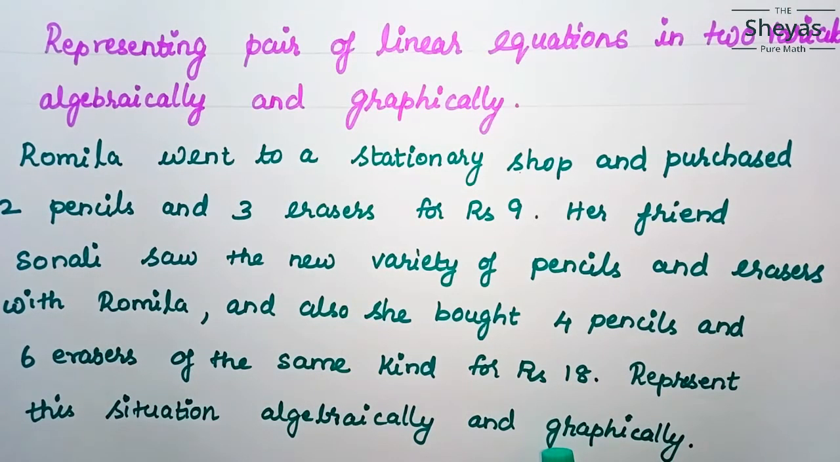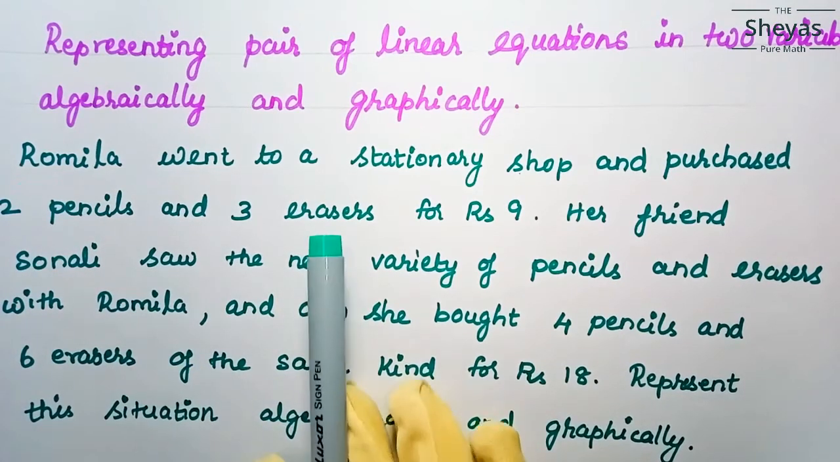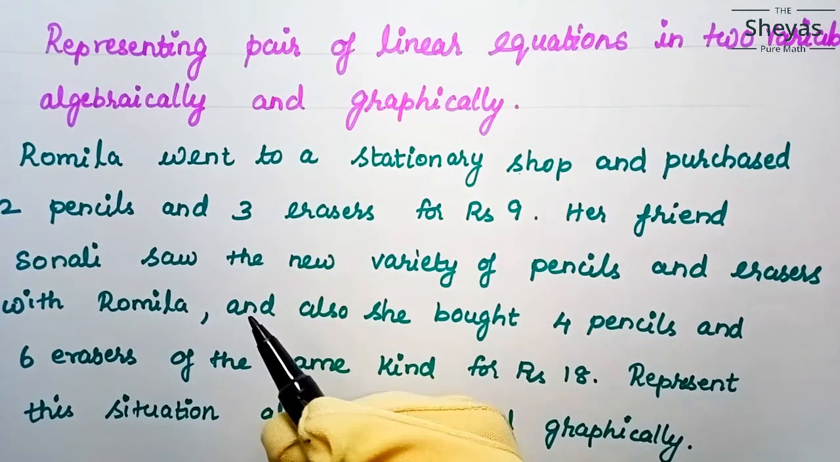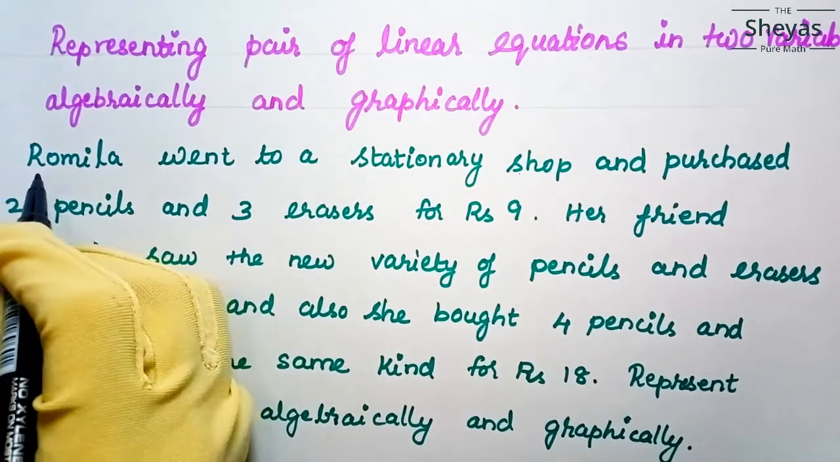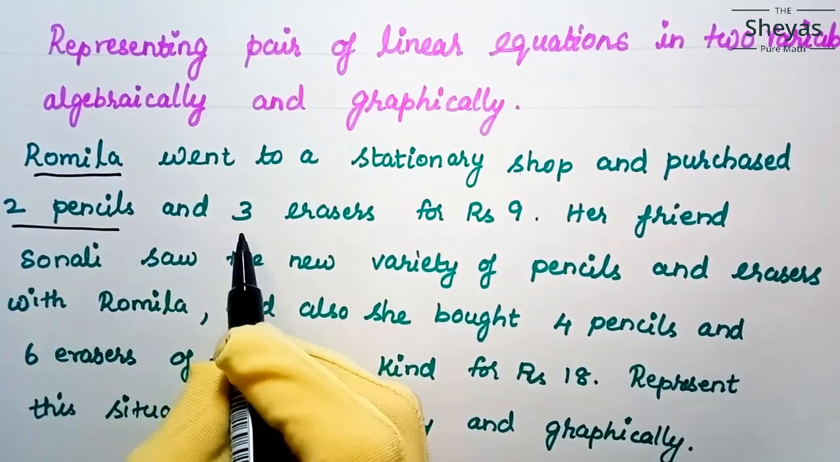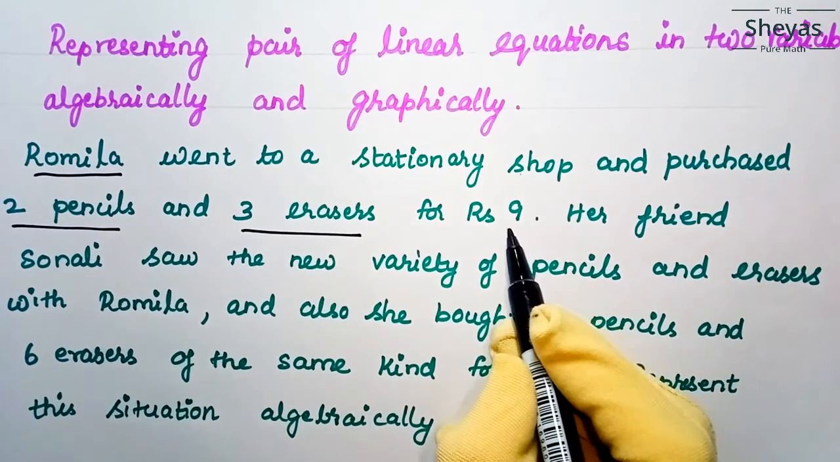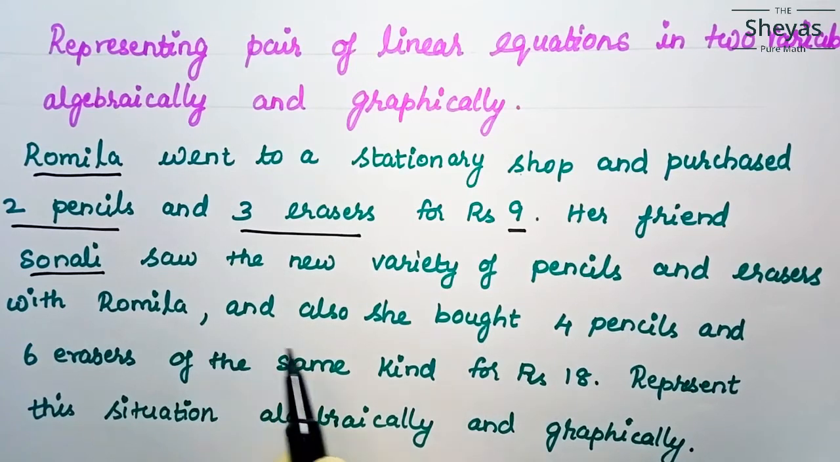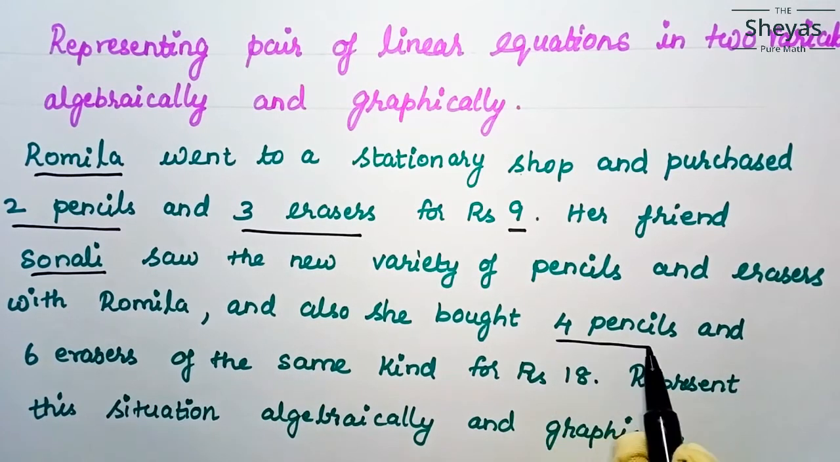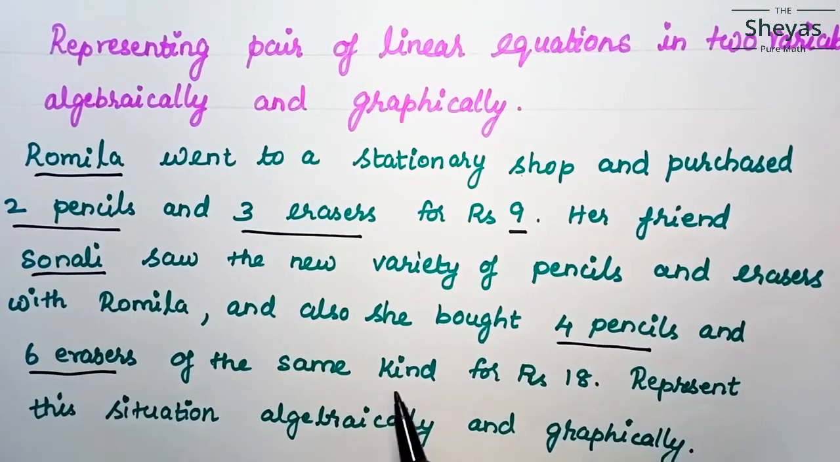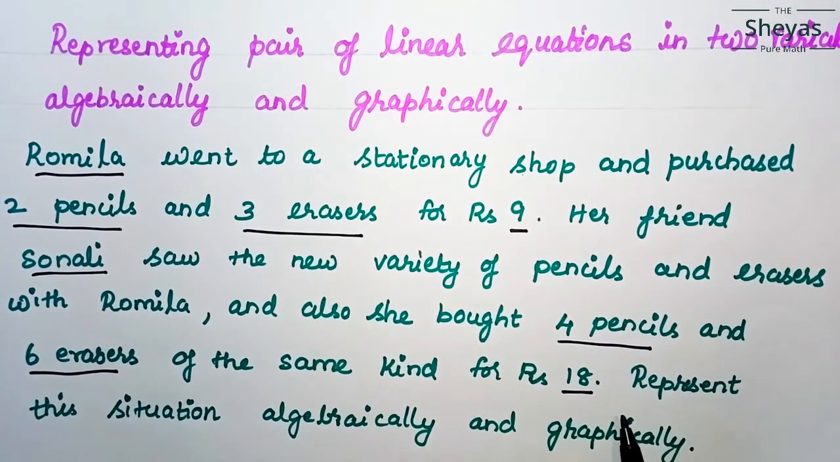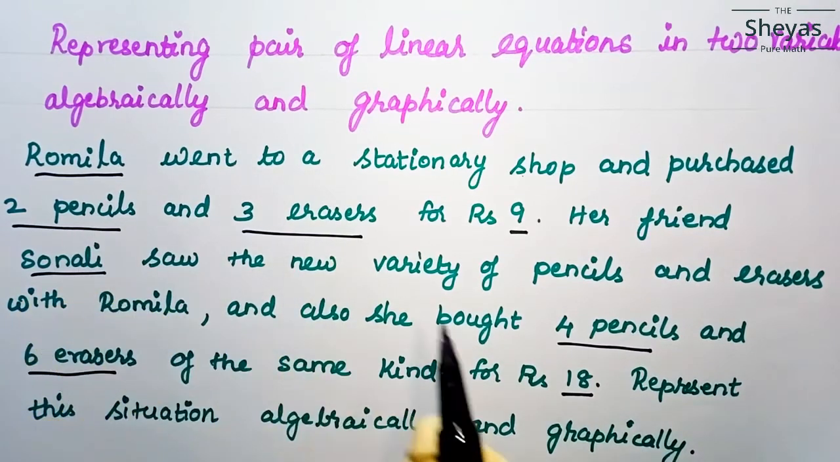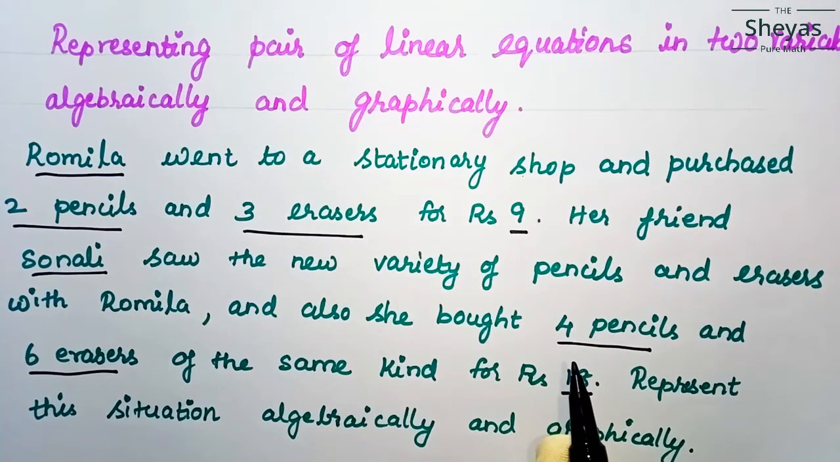So what are the things you have to make a note of? Romila, what did she buy? 2 pencils and 3 erasers for ₹9. And her friend Sonali, what did she buy? 4 pencils and 6 erasers for ₹18. So these are the important points you have to note. So what are the variables? Pencils and erasers. Okay, now let us discuss algebraically first.